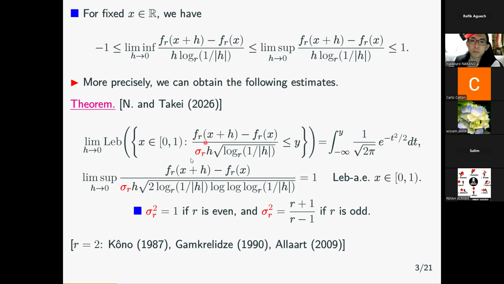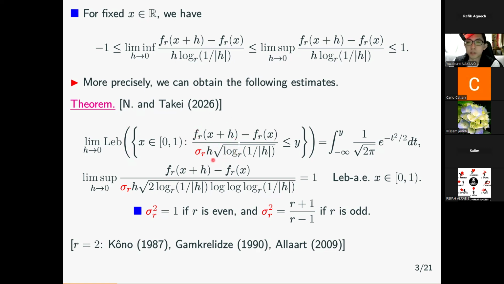Increments of sorry, what do you mean by leb limit? Leb LEB? Red? LEB in your theorem. This is the Lebesgue measure on Okay. Thank you. this unit interval. Okay.